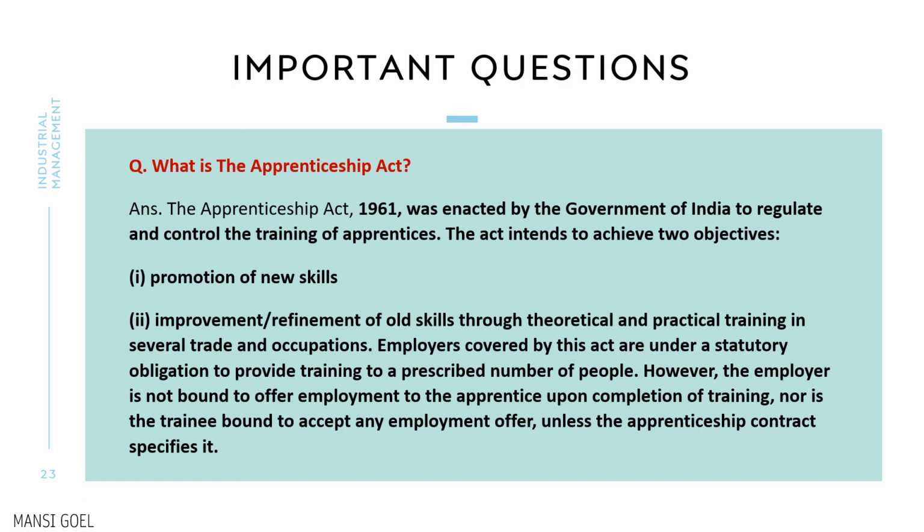Employers covered by this Act are under a statutory obligation to provide training to a prescribed number of people. However, the employer is not bound to offer employment to the apprentice upon completion of training, nor is the trainee bound to accept any employment offer, unless the apprenticeship contract specifies it.